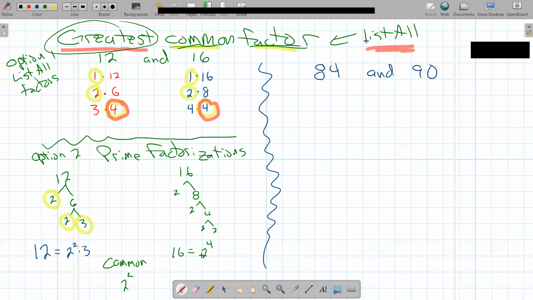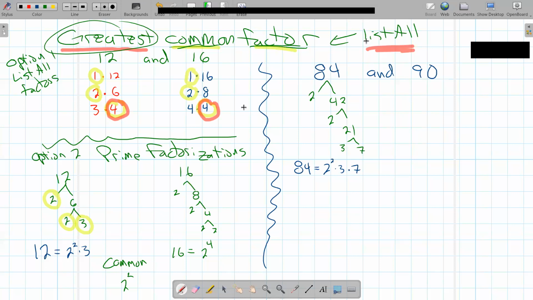So let's try that again. So I'm going to do option 2 first, and then I'll do the list of all factors in a moment. So for 84, 2 goes into 84 42 times, and 2 goes into 42 21 times. 21 is not even, so I move on to 3. 3 happens to go into 21 7 times. 3 and 7 are prime, so I have the prime factorization. So 84 has a prime factorization of 2 squared times 3 times 7.